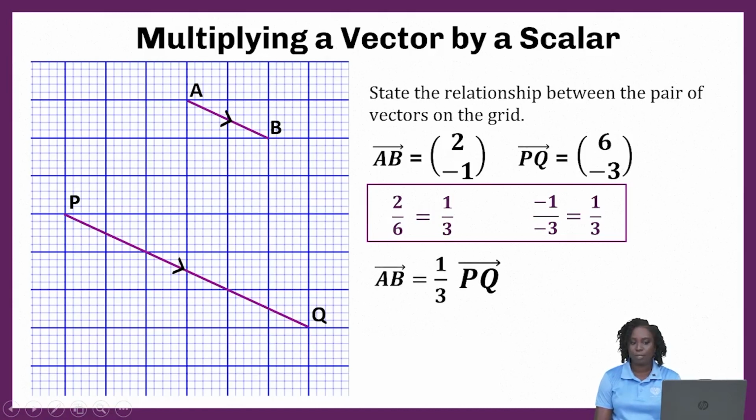Now let's check and make sure that's true. 1/3 PQ, PQ was (6, -3). If I divide 3 into 6, I get 2. And if I divide 3 into negative 3, I get negative 1. And so that should be (2, -1). And that's pretty much it for multiplying a vector by a scalar.